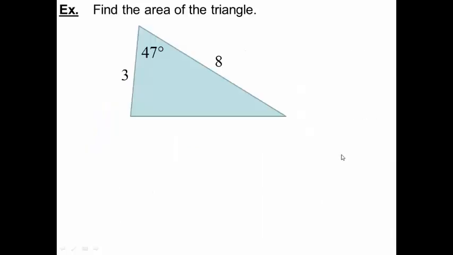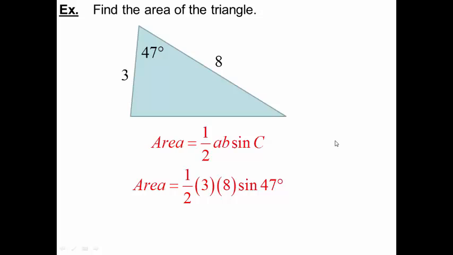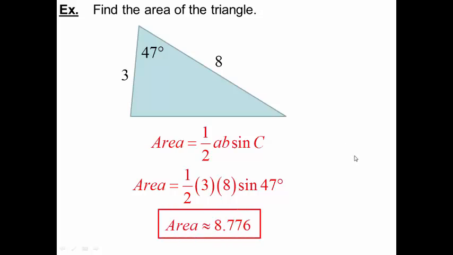For example, 47-degree angle surrounded by a side of length 3 and 8. So I know my area formula is 1/2 AB sine C. So I can just plug and chug. Two sides are 3 and 8, angle is 47, punch it in the calculator, you have your answer. There's really no variation to this, that's pretty much all there is to that, so we're just going to go ahead and move on to the next area formula, Heron's formula.